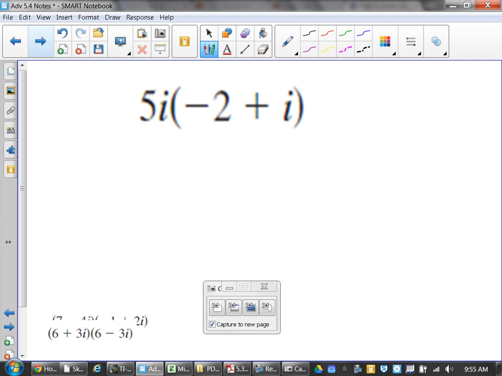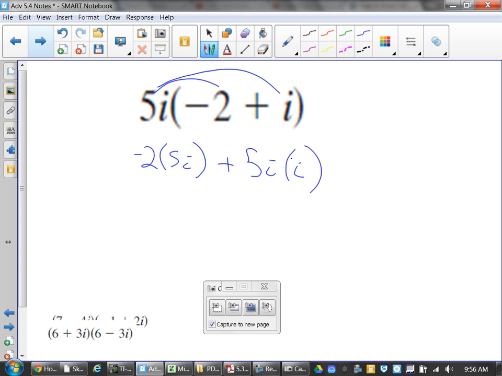What is this saying? Distribute, right. This is saying 5i times the quantity negative 2 plus i. So you have to distribute to both terms. Here's what I'd like you to do for the first couple of these as you are learning how to work with an imaginary value: just write out what you're doing. 5i times negative 2, so you have negative 2 times 5i plus 5i times i. Everybody okay with that?